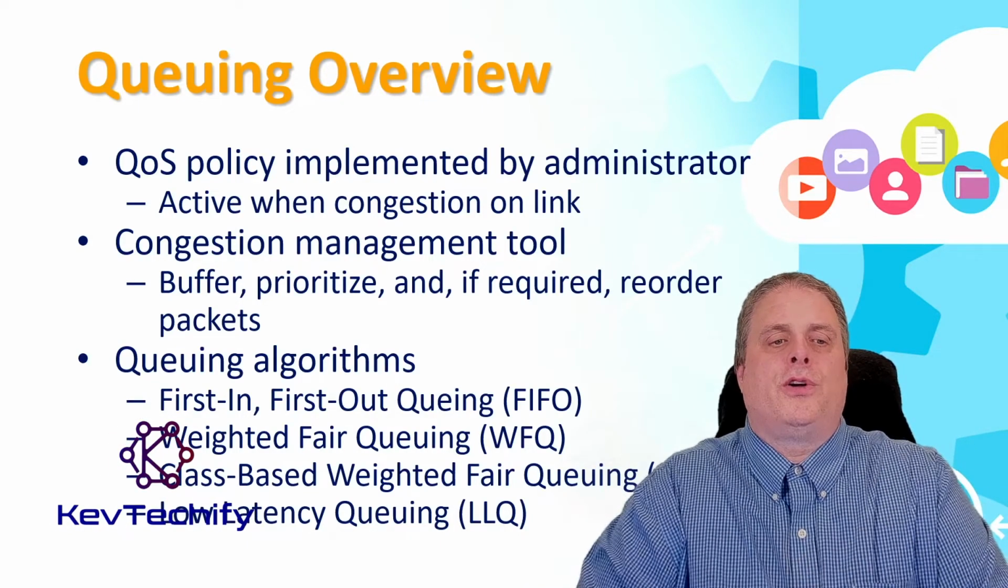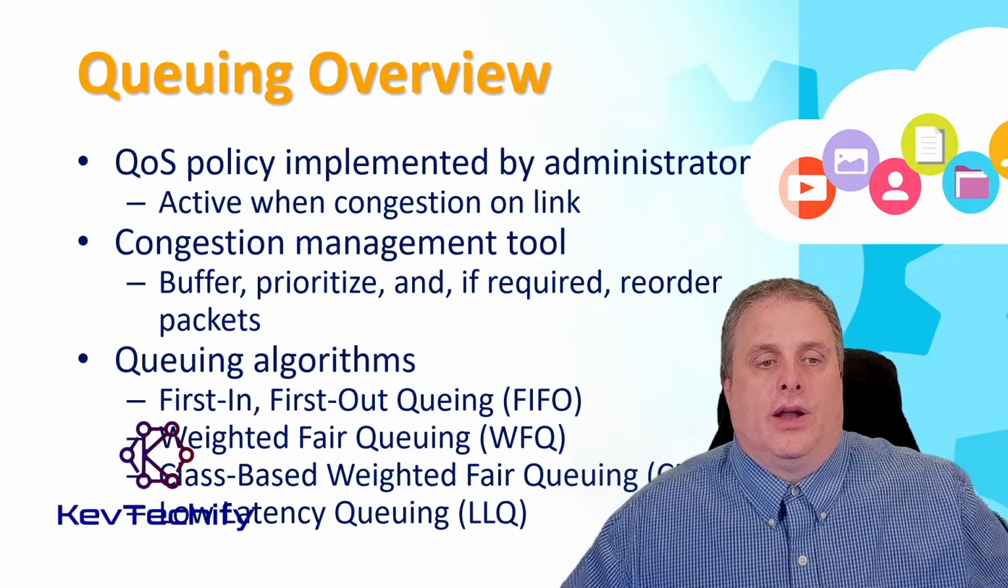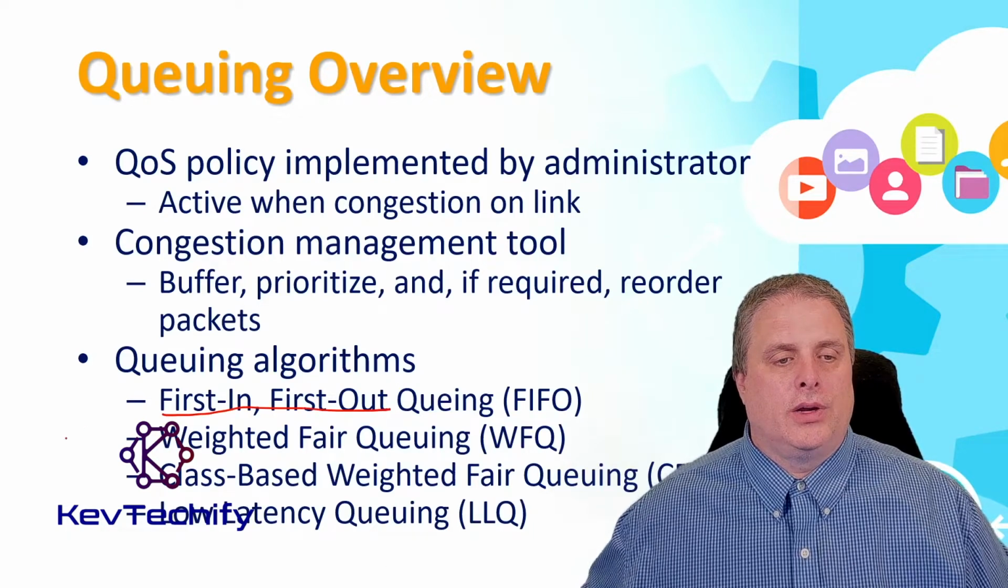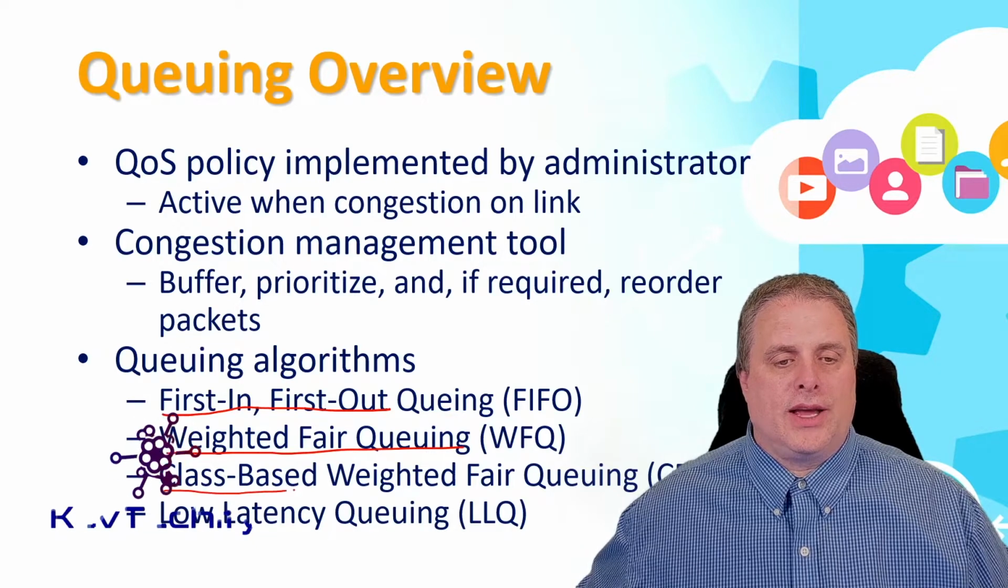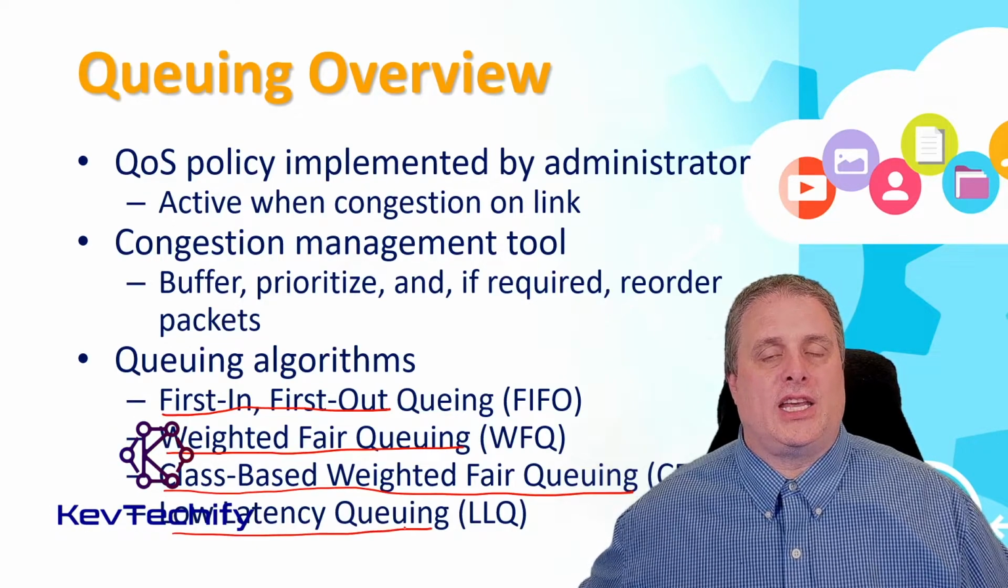And there are about 4 types of queuing algorithms we see out there in our networks. First one is the first in, first out method of queuing. Next one is the weighted fair queuing. Third one is the class-based weighted fair queuing. And then finally, the low latency queuing.